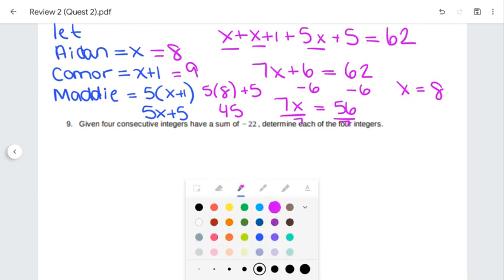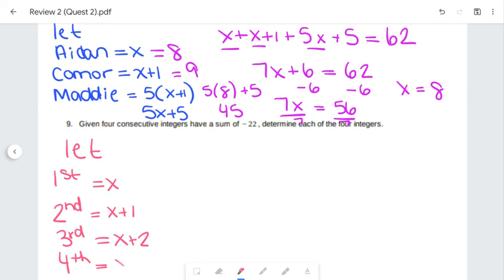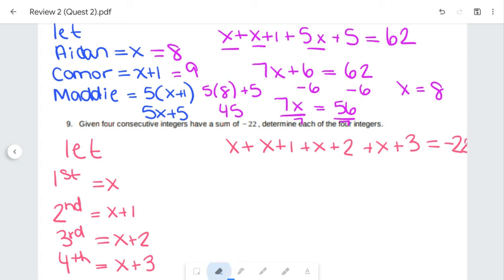Last one, these consecutive integers have a sum of negative 22. So we have 4 consecutive integers this time. So we're going to let the first equal X. The second's going to equal X plus 1. Third will equal X plus 2. And the fourth will equal X plus 3. We're taking all of those, X plus X plus 1 plus X plus 2 plus X plus 3 equal to negative 22.